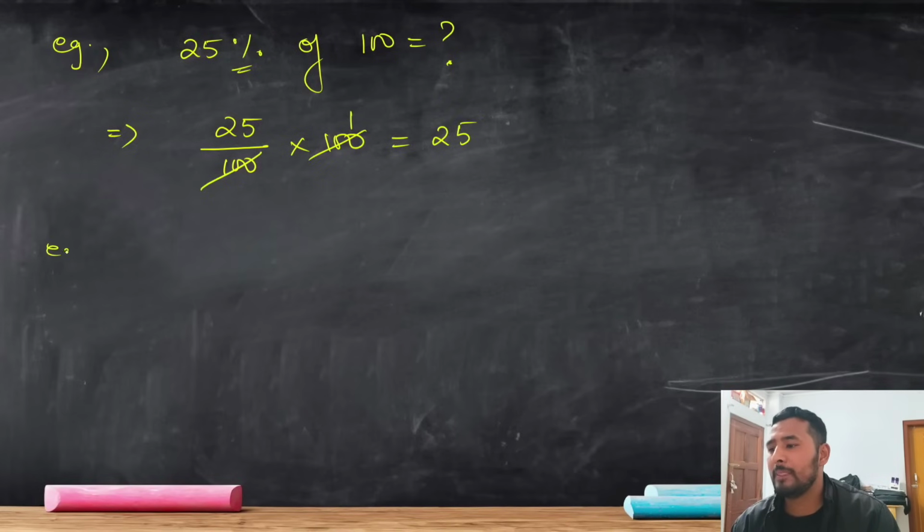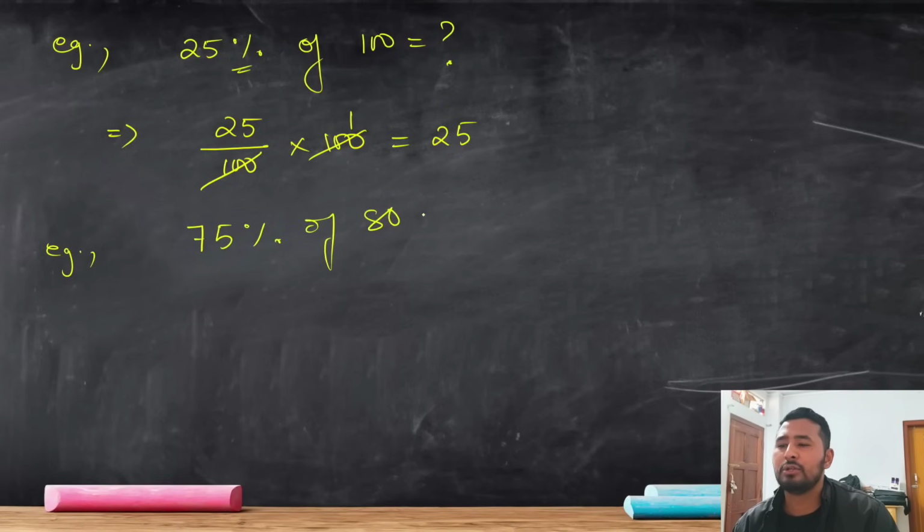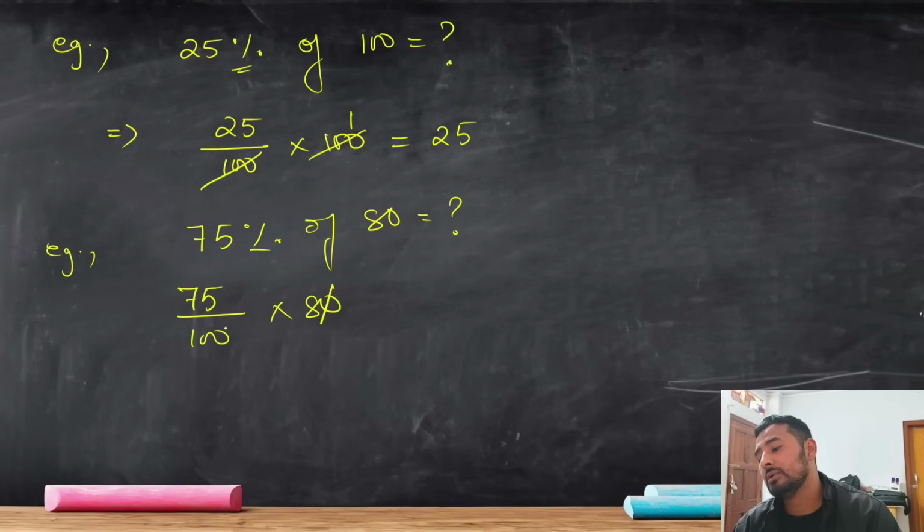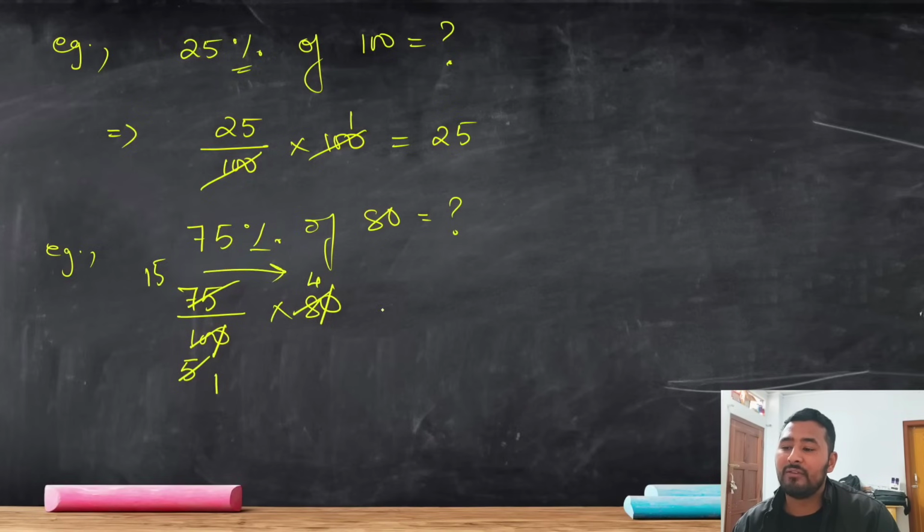Let's take one more example. Say 75% of 80. How much will you get? Like I said, 75% means 75 out of 100, into 80. Now you can cancel the zeros, right? 2 fours are 8, 2 fives are 10, 5 ones are 5, 5 fifteens are 75. You multiply 15 by 4, you'll get 60, right? So 75% of 80 is 60.